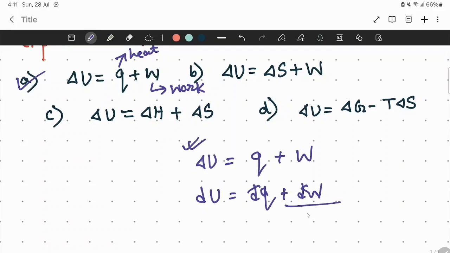Just think we have integrated this from U1 to U2. Then you will essentially have U2 minus U1, and that is written as delta U, just like this.